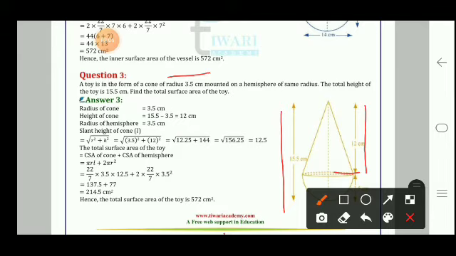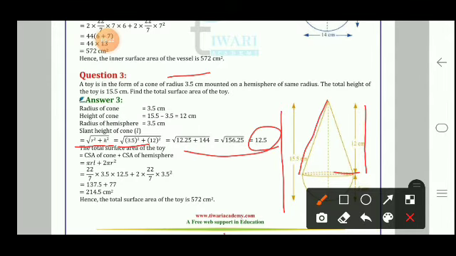Then we need to find the total surface area of the toy. So we need to know the value of l. As we know, l is equal to root of r square plus h square. Putting the values, r is 3.5 and h is 12. Solving this, we get the result is 12.5.